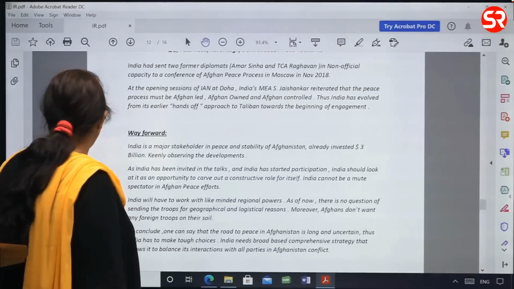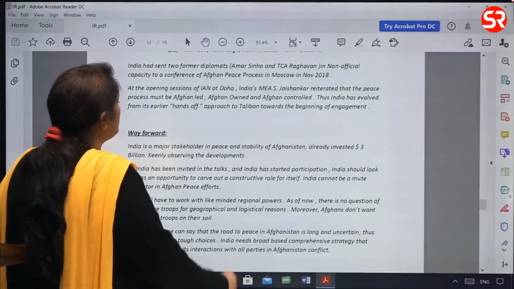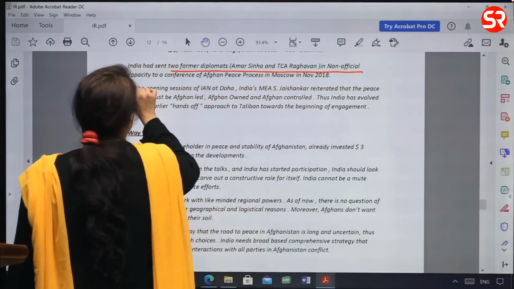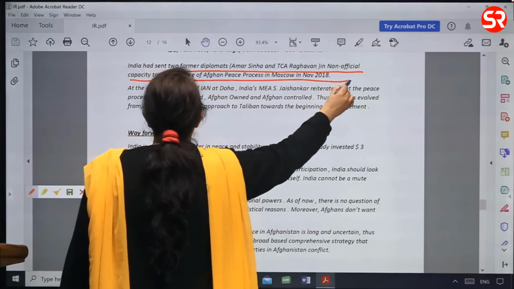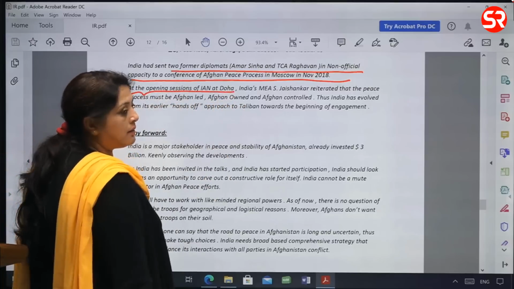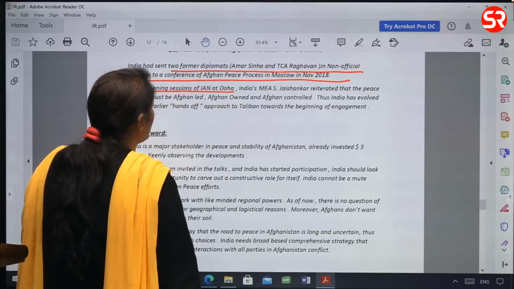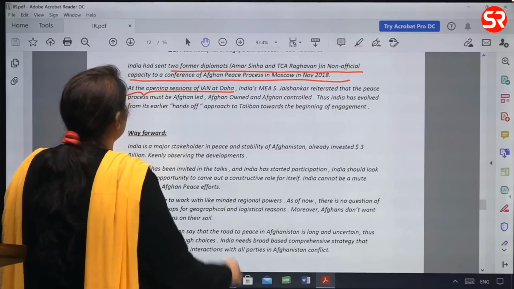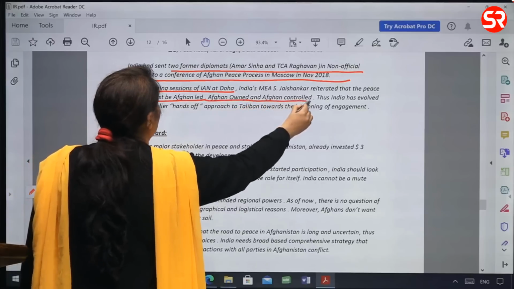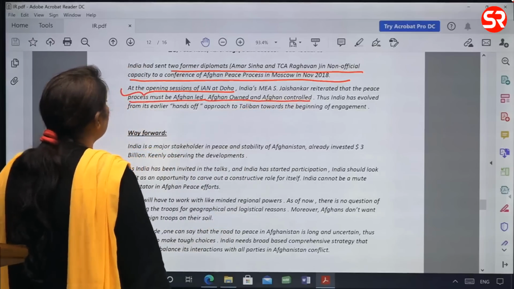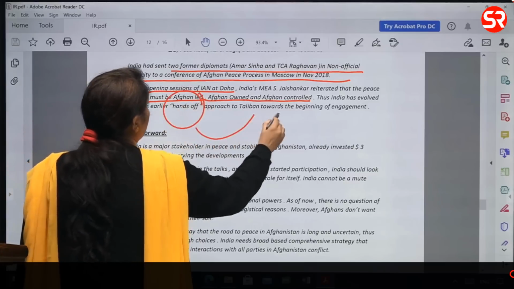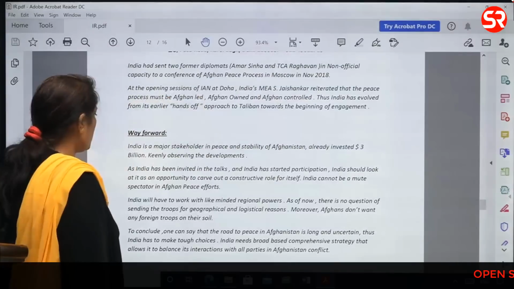India had earlier sent two former diplomats, Amar Sinha and TCA Raghavan, in a non-official capacity to a conference in Moscow. At the opening session of intra-Afghan talks at Doha, S. Jaishankar held that the peace process must be Afghan-led, Afghan-owned and Afghan-controlled. Thus, India has evolved from its earlier hands-off approach to Taliban towards the beginning of engagement.